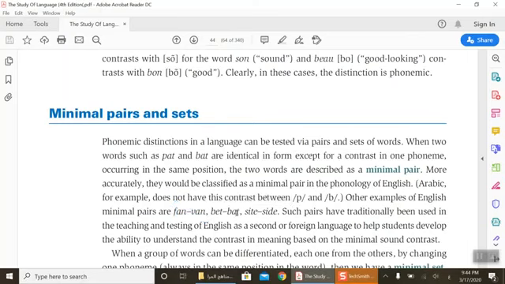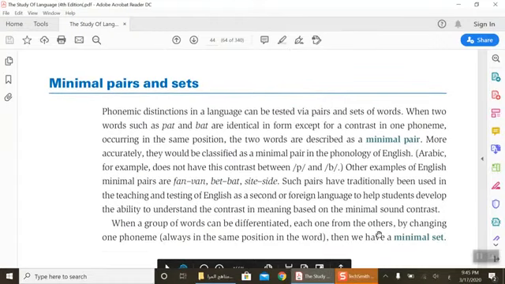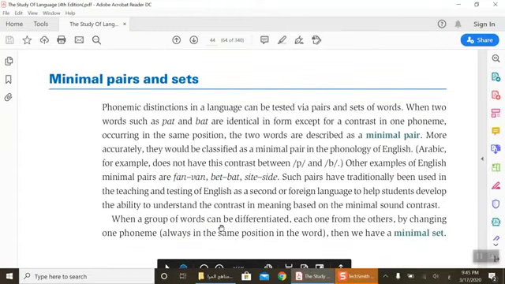Such pairs have traditionally been used in the teaching and testing of English as a second or foreign language to help students develop the ability to understand the contrast in meaning based on the minimal sound contrast. When we have a group of words that can be differentiated from each other by changing one phoneme, we get a minimal set, meaning a minimal group.